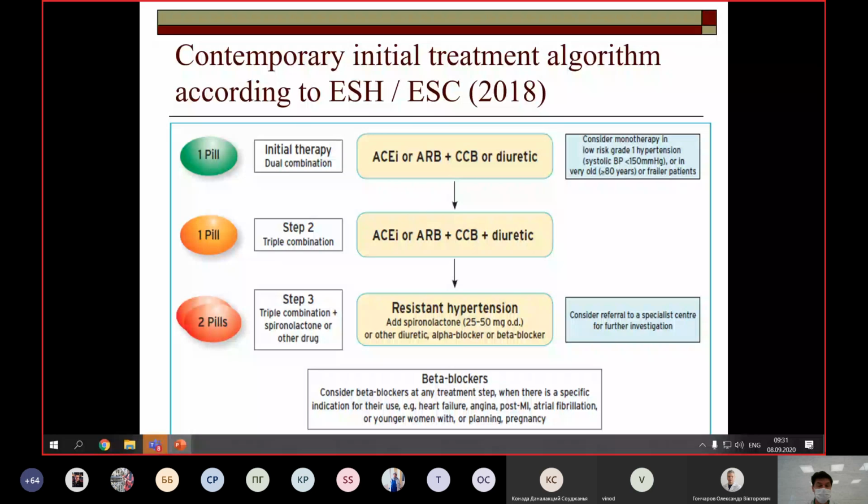For instance, ACE inhibitors or ARBs, and please remember to refuse the combination of both drugs, together with calcium channel blockers or diuretics. For instance, you can use the fixed combination of ACE inhibitors plus calcium channel blockers, or ARBs plus calcium channel blockers, or ACE inhibitors plus thiazide-like diuretics, or ARBs plus thiazide-like diuretics. The next step should be done in some period according to these clinical protocols, 3 months.